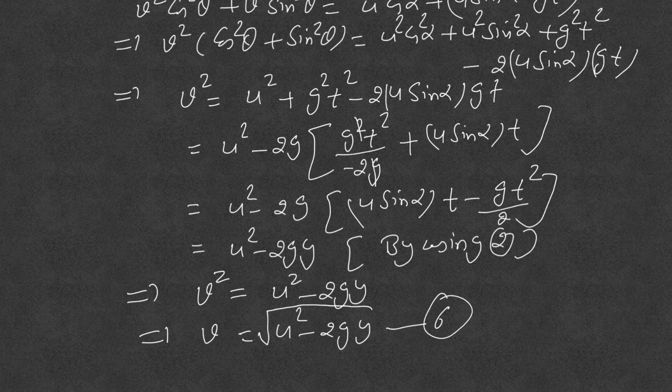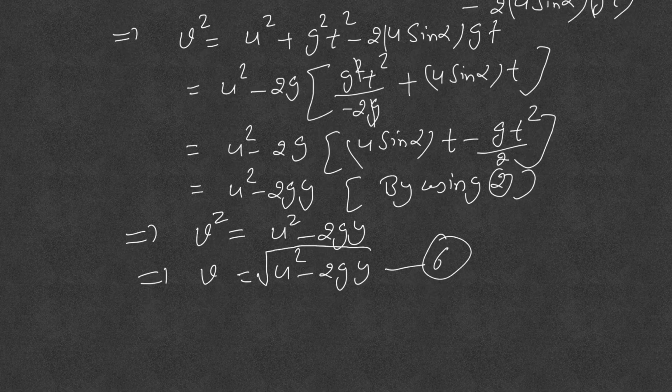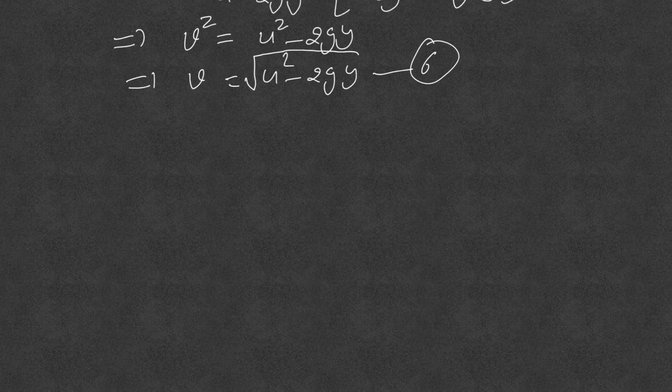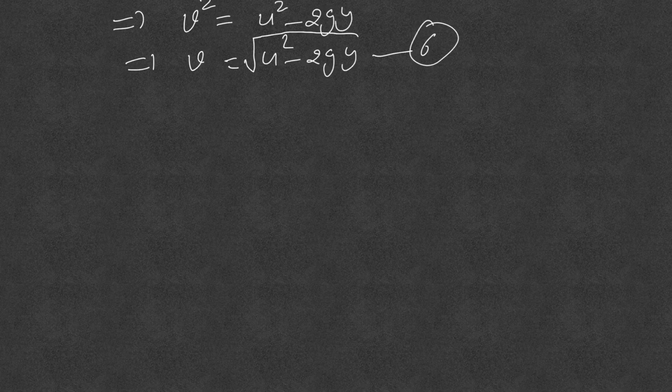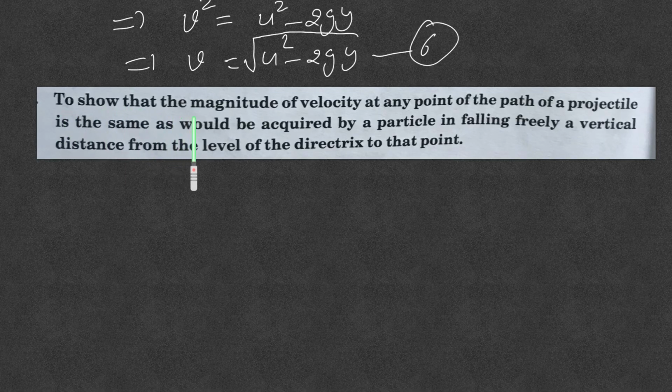Next we will move towards an important result concerning this particular formula, and that result is important from the examination point of view also. To show that the magnitude of velocity at any point of the path of a projectile is the same as would be acquired by a particle in falling freely a vertical distance from the level of the directrix to that point. So to understand this problem, we will draw a figure.